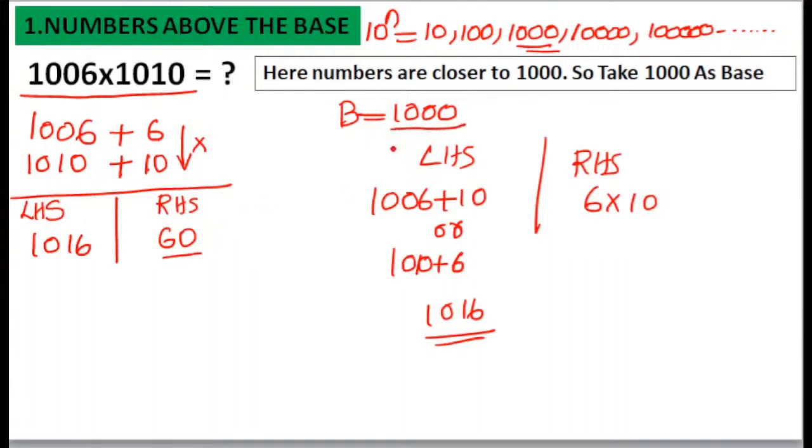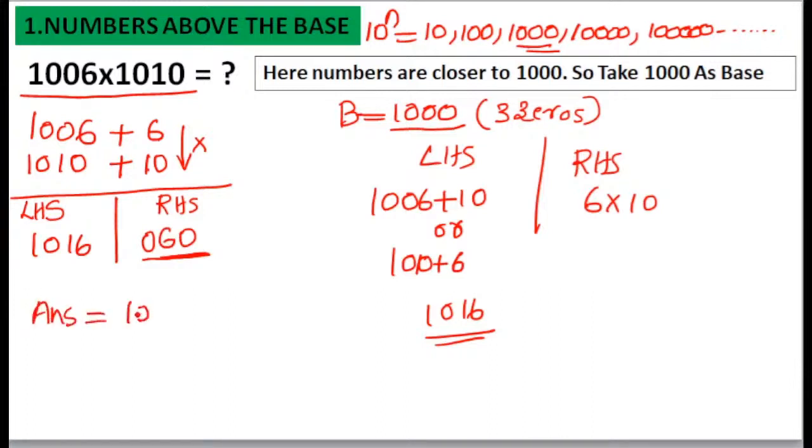Now the second row: the number of digits in the RHS and the number of zeros in the base must be the same. Here you have 3 zeros in your base, and you have 2 digits in your RHS. So you have to equalize the number of digits in your RHS and the number of zeros in your base. So you need 3 digits in your RHS. I will put a 0 behind the 60 to make it a 3-digit number. So now you have 3 digits in your RHS and 3 zeros in your base.